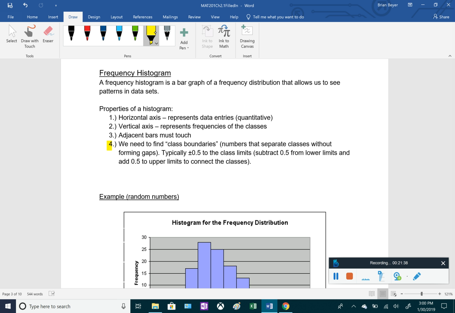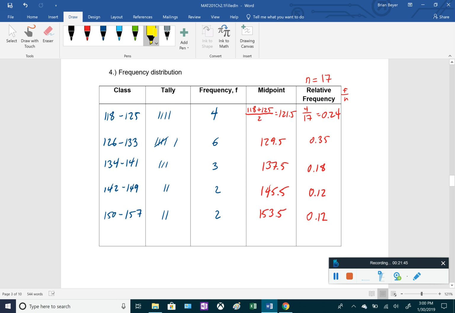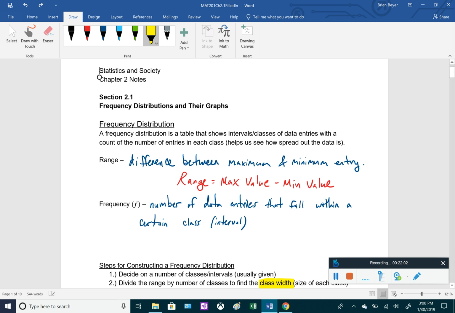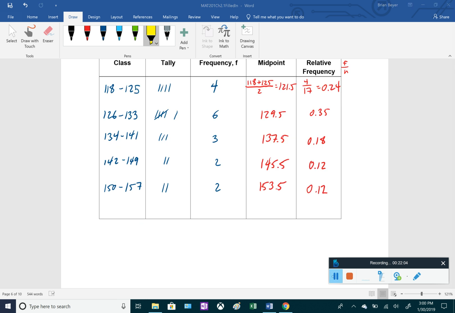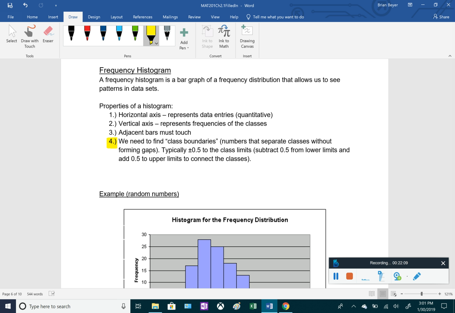since it has to be a continuous flow of numbers, previously, let me jump back here to the last example. Let's look at the first two classes, 118 to 125 and 126 to 133. From 125 to 126, there's a jump of 1, right? So that is not a continuous flow of numbers. So if we want to have a continuous flow of numbers here, what we have to do is incorporate something called class boundaries.